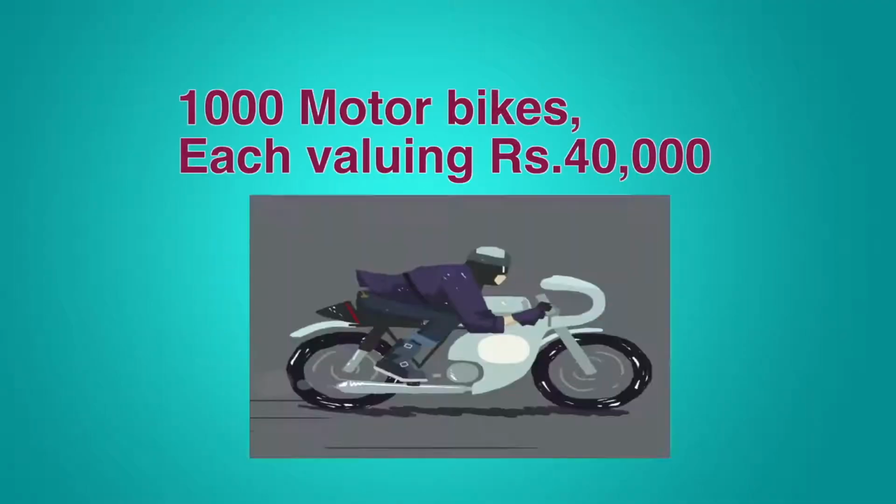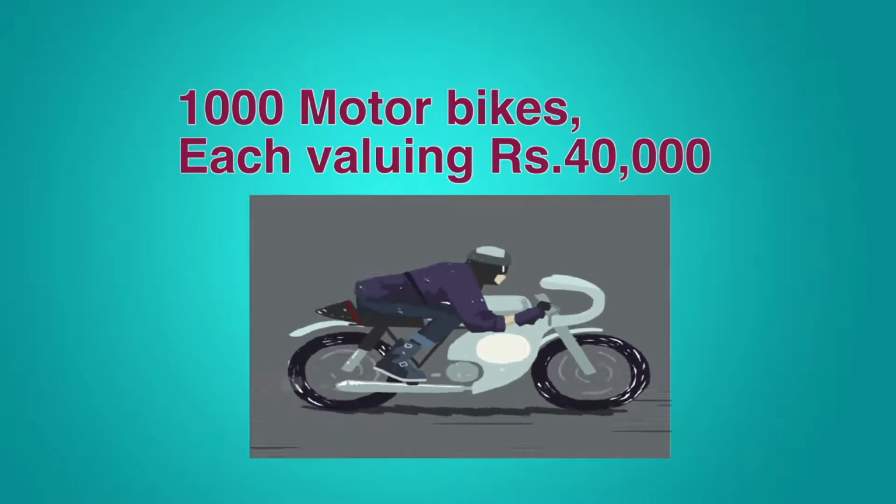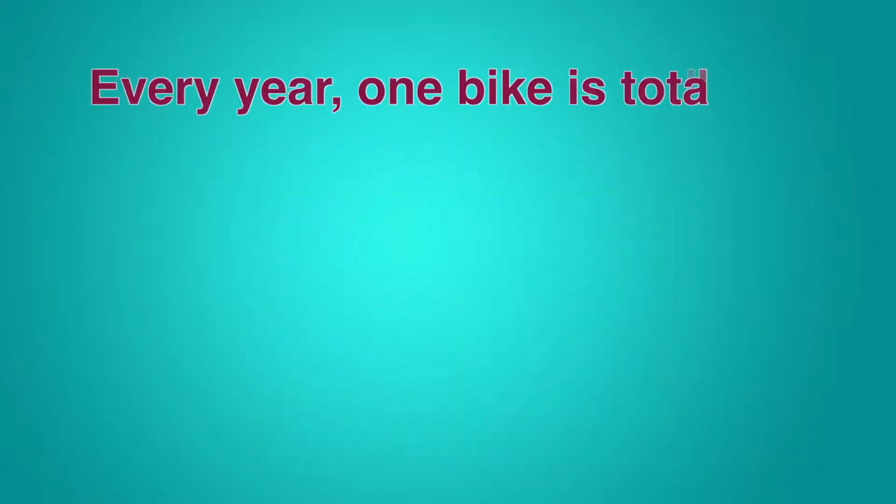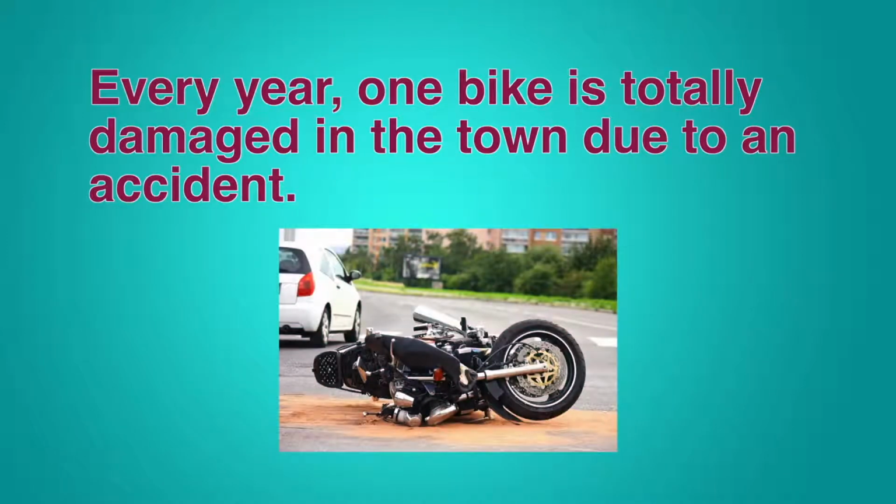For example, in a town there are 1000 motorbikes, each valuing rupees 40,000, and they are owned by 1000 individuals. It is expected that every year one bike is totally damaged in the town due to an accident. Hence, with this element of uncertainty, each one of the 1000 bike owners is exposed to the risk of losing his bike, the cost of which is rupees 40,000.